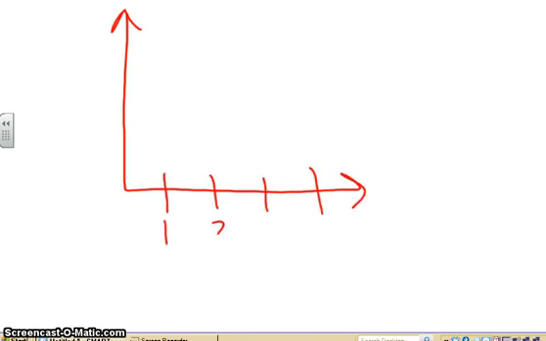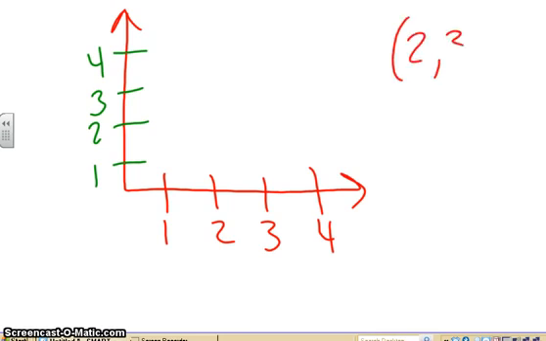Let's do 1, 2, 3, 4. We'll just keep it easy. And on the side, let's do 1, 2, 3, 4. And so I gave you the points. Let's say I gave you the points 2, 3, and I asked you to plot the points 2, 3.